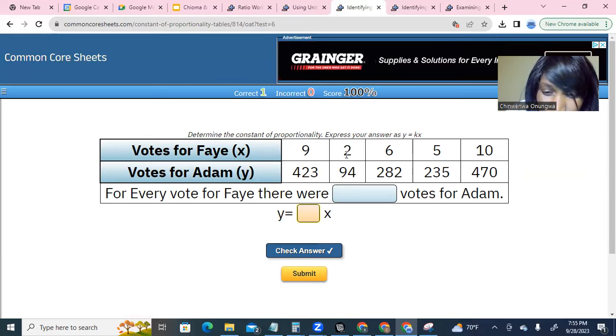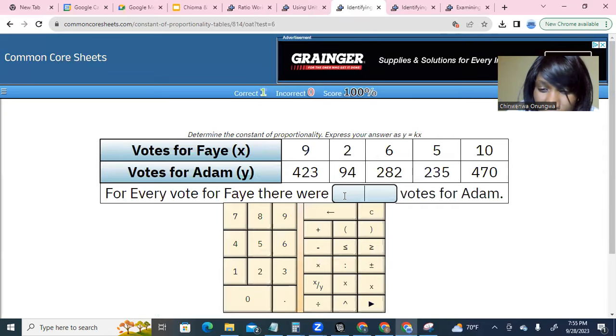If we do 94 divided by 2, that's the easiest one for me to do in my head. 2 will go into 9 4 times, and we'll have 1 left over. 2 will go into 14 7 times. So that will be 47. So 94 divided by 2 is 47. Here, 470 divided by 10, again, 47.